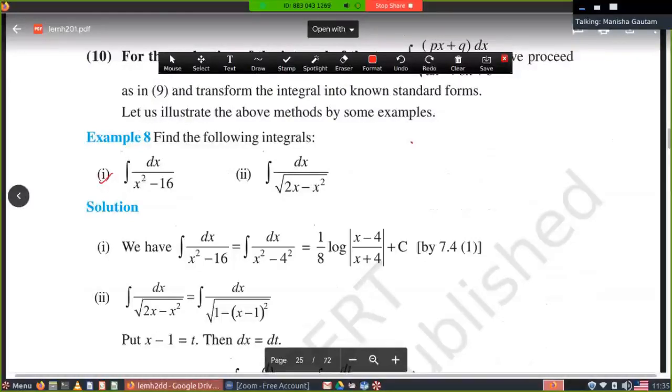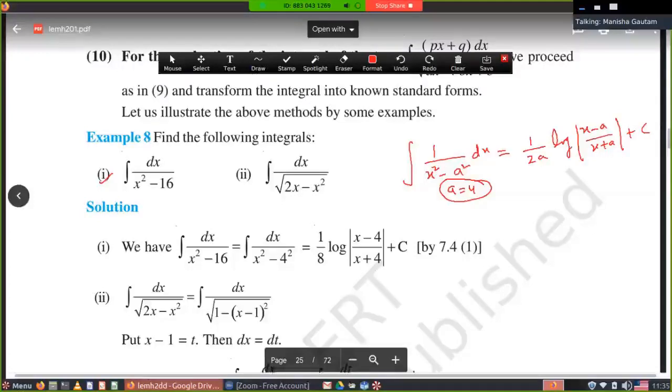Now this becomes integration of 1 upon x square minus a square. What is a here? Here a is 4. Now you can write it by using the formula, that is 1 upon 2a log of (x minus a) upon (x plus a) plus constant. Now a is 4, so it becomes 1 upon 8 into log of (x minus 4) upon (x plus 4) plus constant.